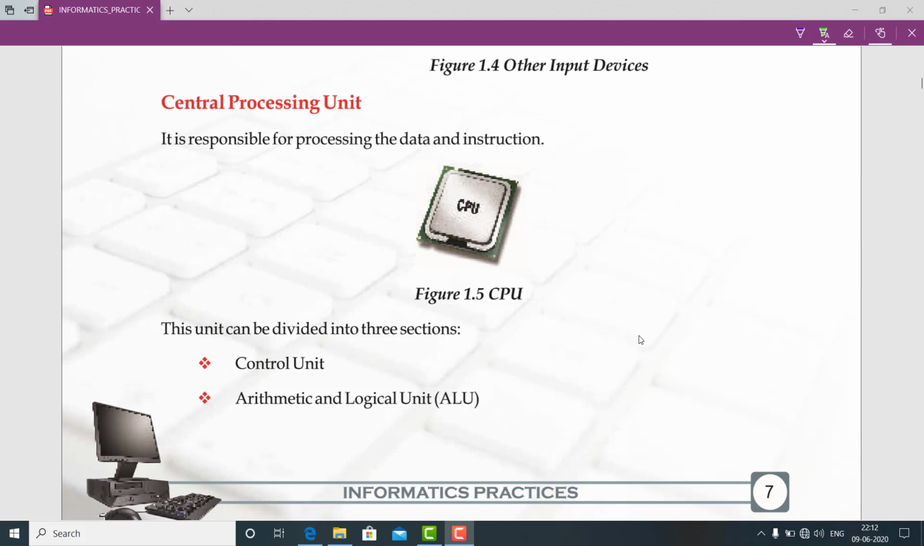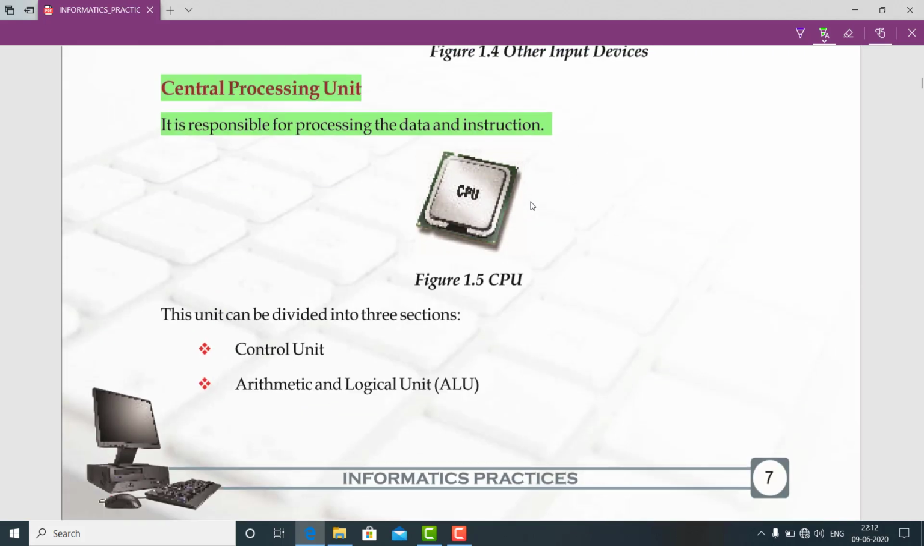Now today we will learn the next unit, that is the central processing unit. So today we are going to learn about the central processing unit. What is its function? It is responsible for processing the data and instructions. With the help of the CPU, we process the different data and it also passes some instructions.